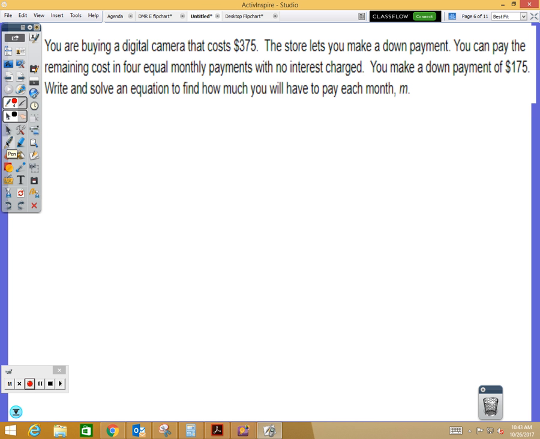Because you saw some of those operations that we did, just like the equations. So our final goal, our equals, should be the 375. We want it to equal 375. We are paying 175 plus the amount we pay each month. And again, how many months are we doing this? 4 months. And I'm saying the amount that I pay each month is M. So that is our equation.